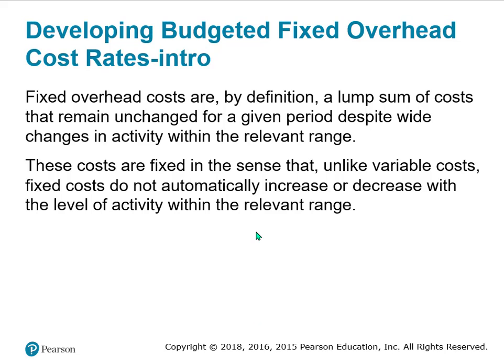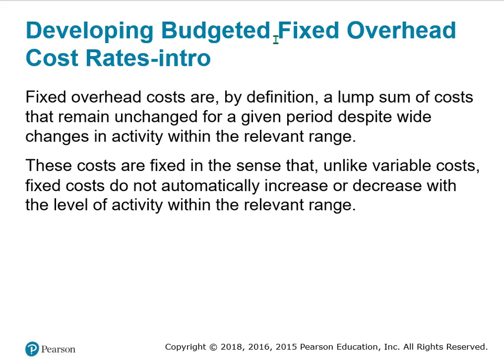So fixed overhead costs are, by definition, a lump of costs that remain unchanged for a given period despite wide changes of activity within the relevant range. And these costs are fixed in the sense that, unlike variable costs, fixed costs do not automatically increase or decrease with the level of activity within the relevant range.